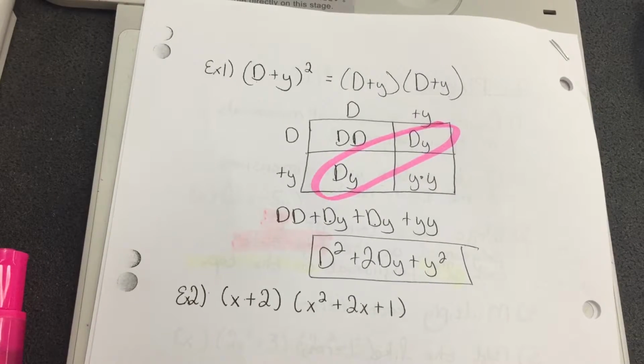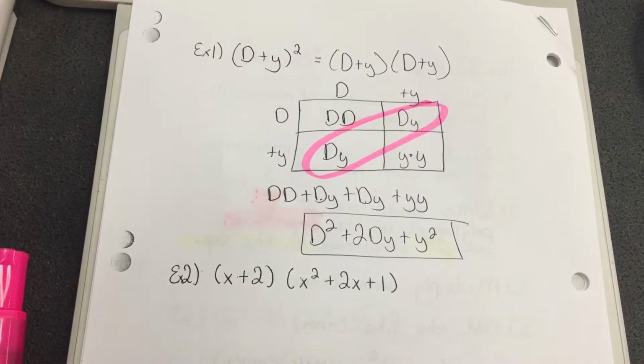Now, if you do not like the box method, it is fine. When you're dealing with solving polynomials, you can use the FOIL property or FOIL method, distributive property, or you can use the box method. All 3 of them are going to give you the exact same answer.